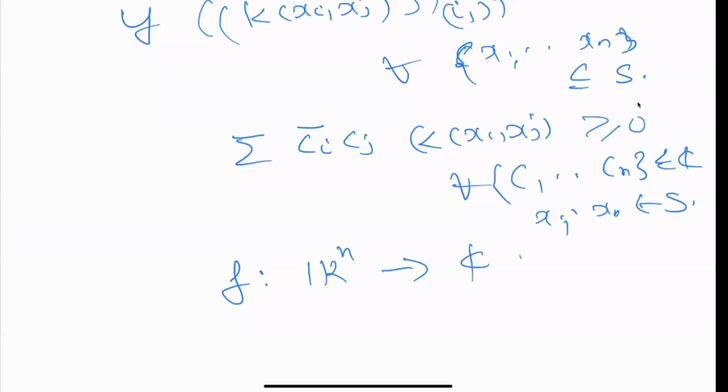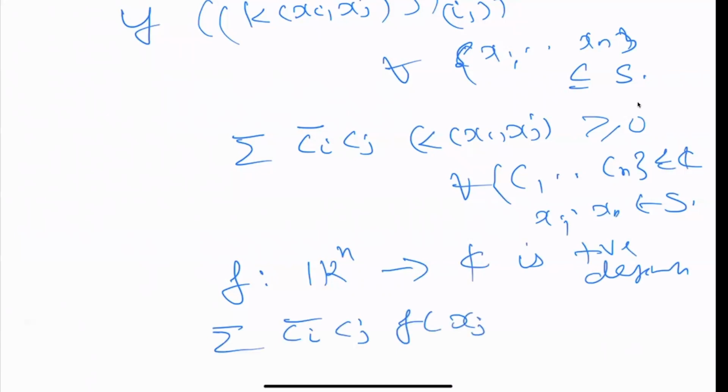So a function is positive definite if f, the corresponding function, I mean, you have a two variable function, and you just have to take s minus t. That's all. That is, the summation ci bar cj f of xj minus xi is positive definite. Okay. For all C1 up to Cn, x1 up to xn.